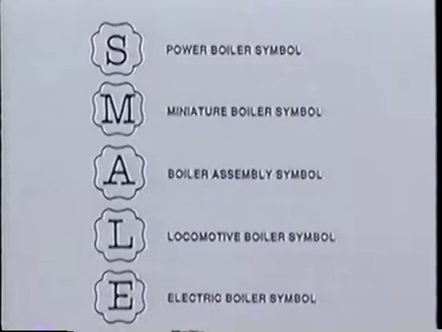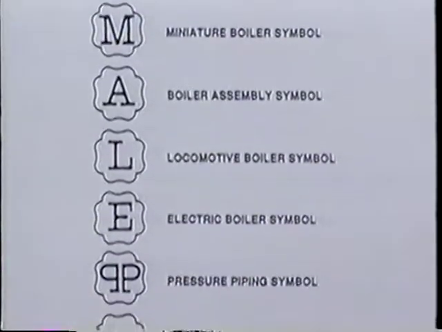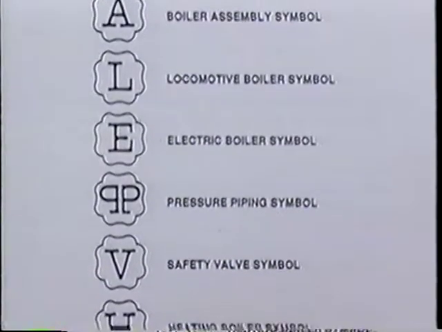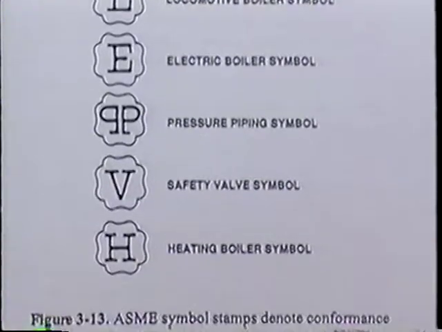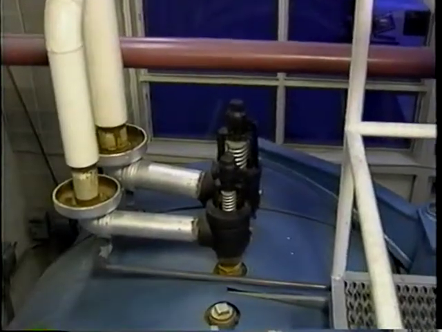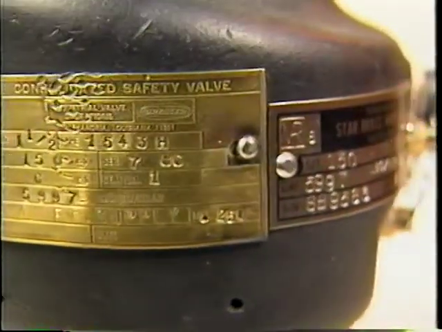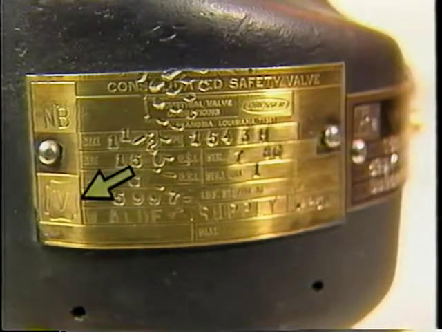Boilers, fittings, and accessories are identified with the official ASME code symbol stamp. ASME code symbol stamps use letters to identify boiler components. For example, the ASME symbol stamp for a safety valve is a letter V. The stamp is included on the data plate of the safety valve.